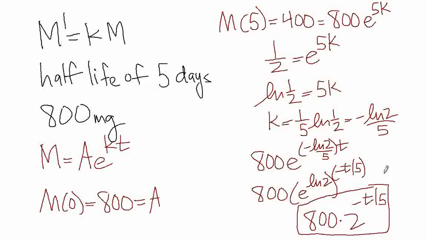If you plug in t equals 0, you'll see that you get 800. If you plug in t equals 5, you'll see that you get 400. And you can also take the derivative with respect to time and convince yourself that that function obeys the original differential equation. All right?